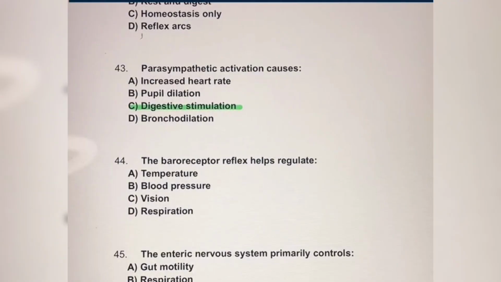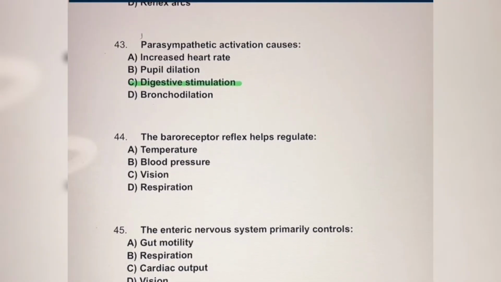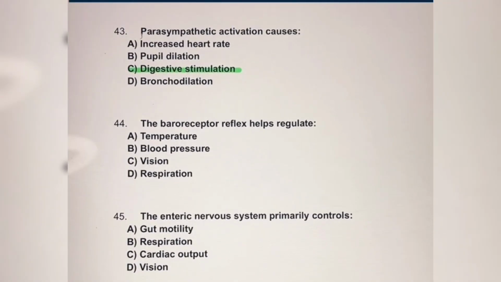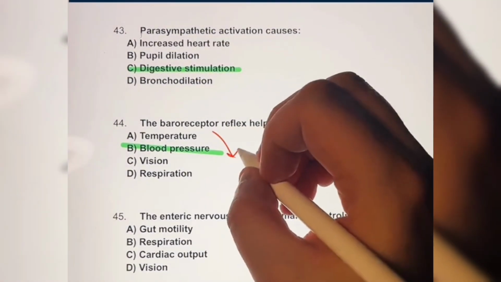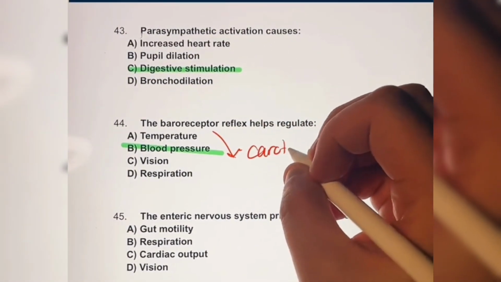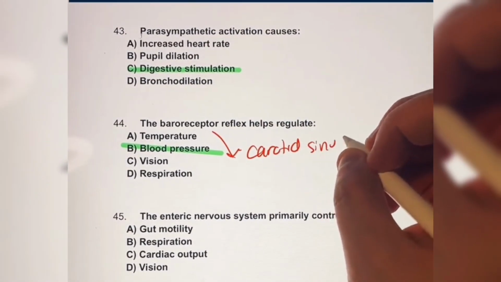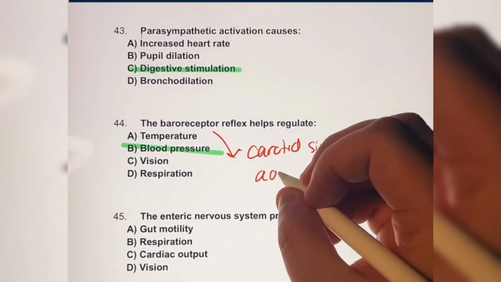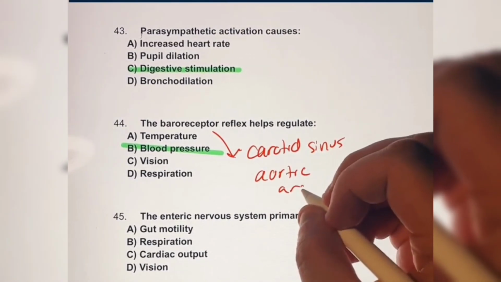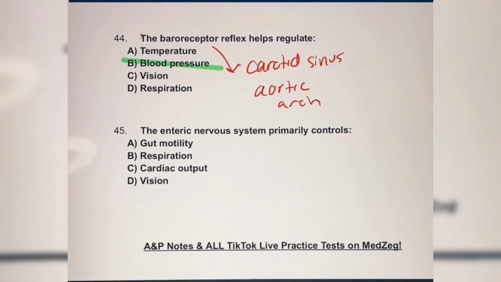Number 44, the baroreceptor reflex helps regulate what? A, B, C, or D for this one? What do we think? The answer is B. It is blood pressure. The baroreceptors are stretch receptors. We have them in our carotid sinus, as well as our aortic arch. Again, they are going to detect changes in pressure to adjust your heart rate and the tone of your vessels.